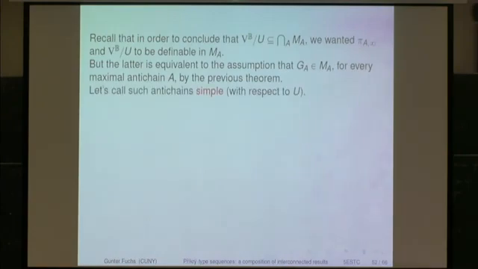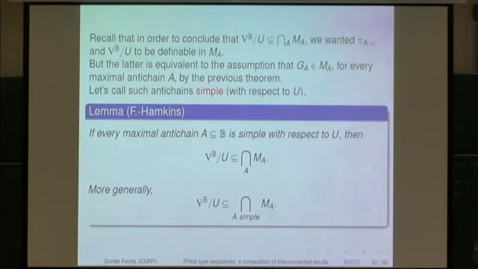Okay, so let's call these antichains simple with respect to U. So what we have just shown basically is that if every maximal antichain A is simple, then VB mod U is contained in the intersection of the MAs. And in general, of course, VB mod U is contained in the intersection of all the MAs for which A is simple.